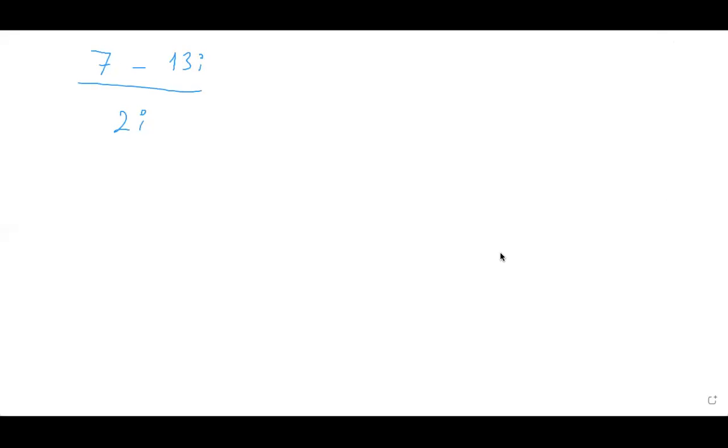Now, dear ladies, when I have only 2i and no real number in the denominator, be careful. What can we do? I can multiply this by i. Why? I know that i times i is equal to i squared, which is negative 1. So the numerator will be 7 minus 13i times i. The denominator will be 2i times i.